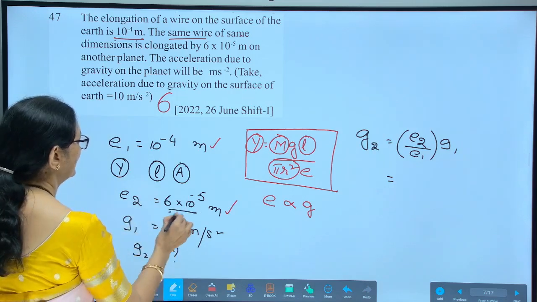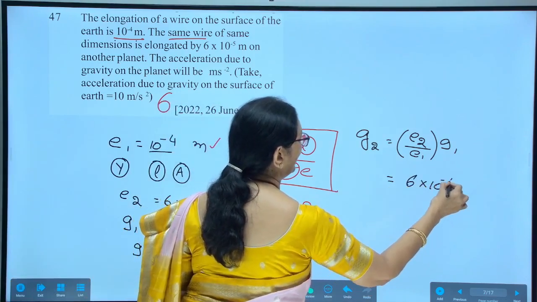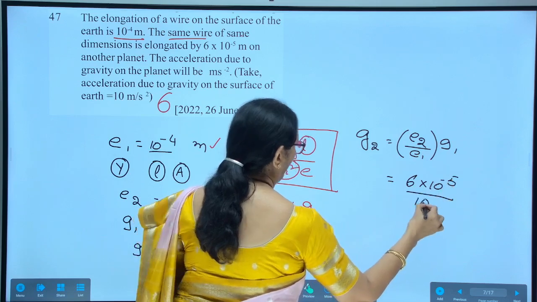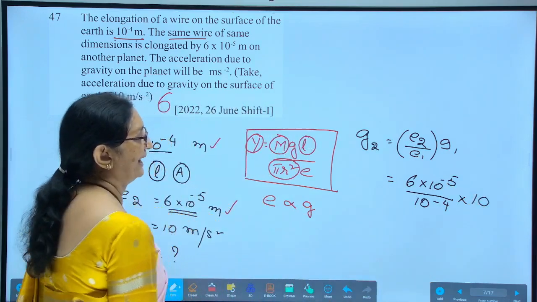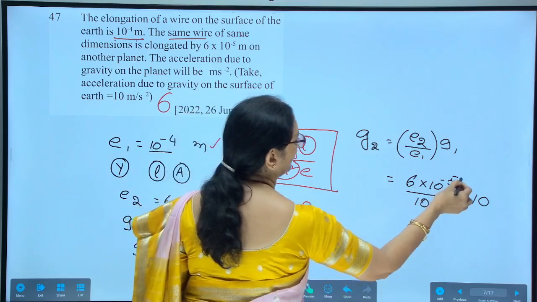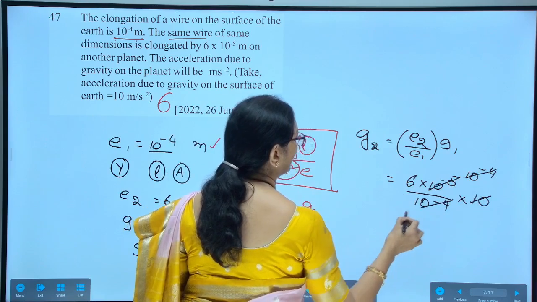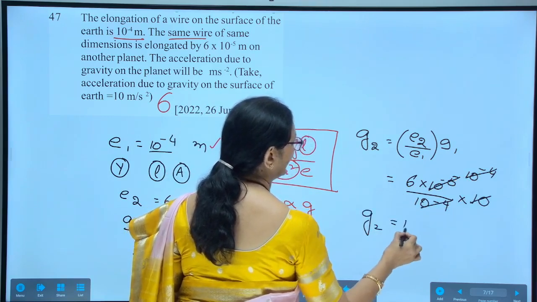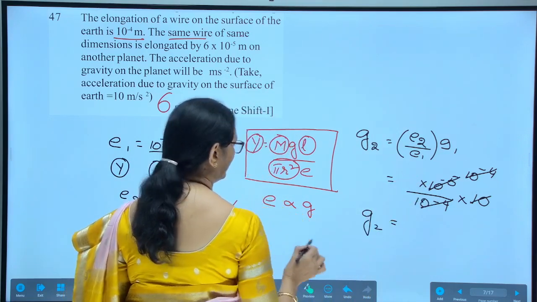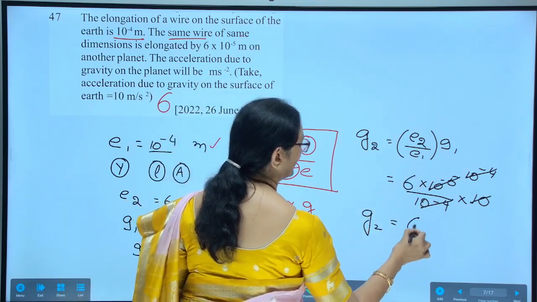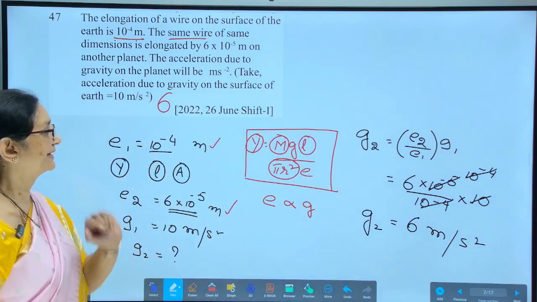E2 is given as 6 into 10 power minus 5, E1 is 10 power minus 4, g1 is given as 10. Okay, so 10 power minus 5 into 10 becomes 10 power minus 4, which gets cancelled. So, g2 is equal to 6. g2 is equal to 6 meter per second square. That is the answer, 6 meter per second square.